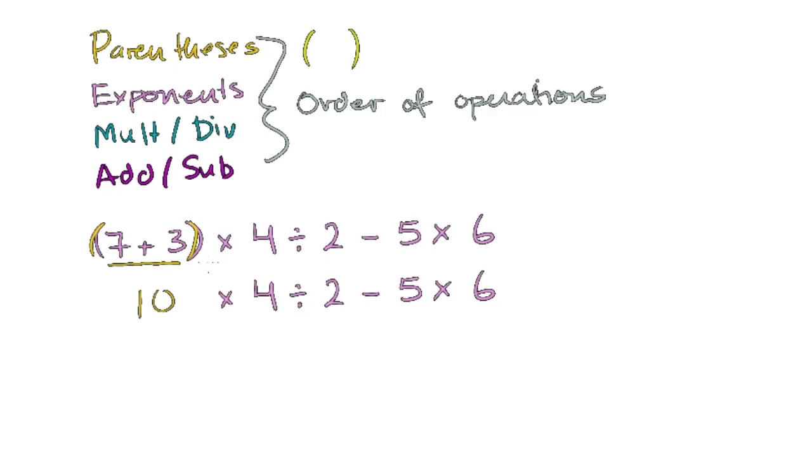Then we should do exponents. I don't see any exponents here. And just so if you're curious what exponents look like, an exponent would look like 7 squared. You'd see these little small numbers up in the top right. We don't have any exponents here, so we don't have to worry about it.